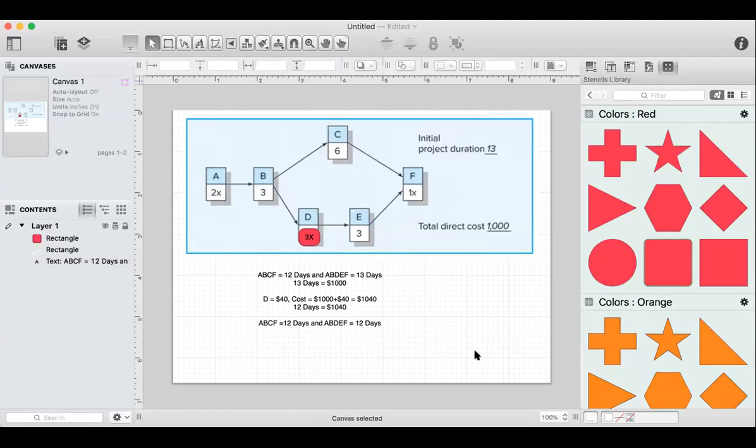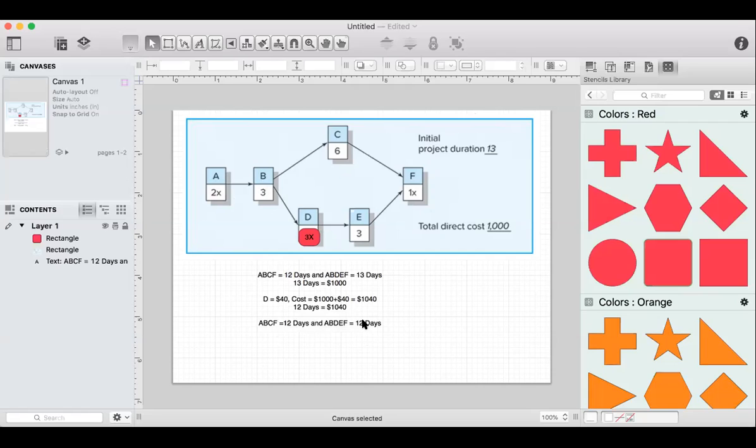What do you think, guys? The crash cost is lower. Okay, but remember that both paths are equal. So if you crash E, you will reduce one side, but you won't reduce the other side. So the duration won't decrease. The only way to reduce the duration is if you reduce one from each pathway, because otherwise they're going to both be equal.